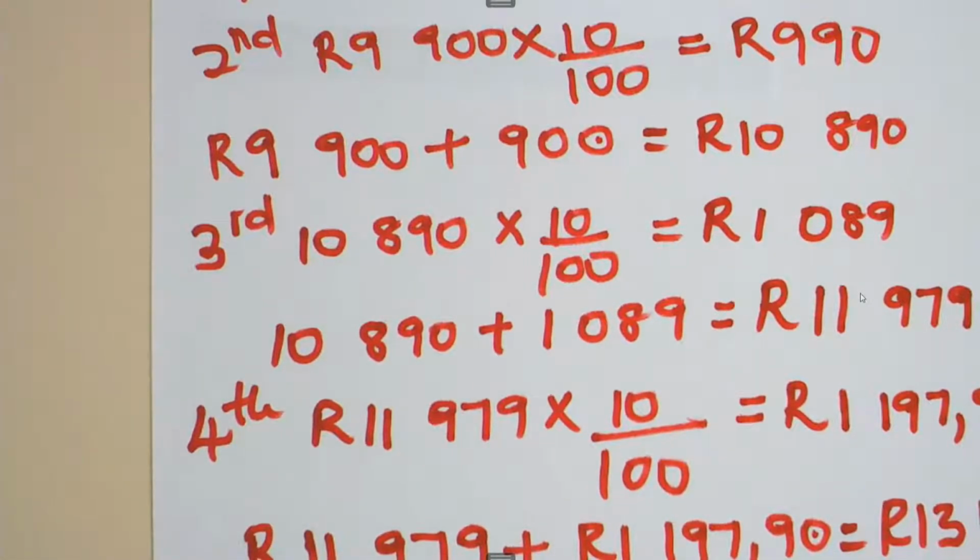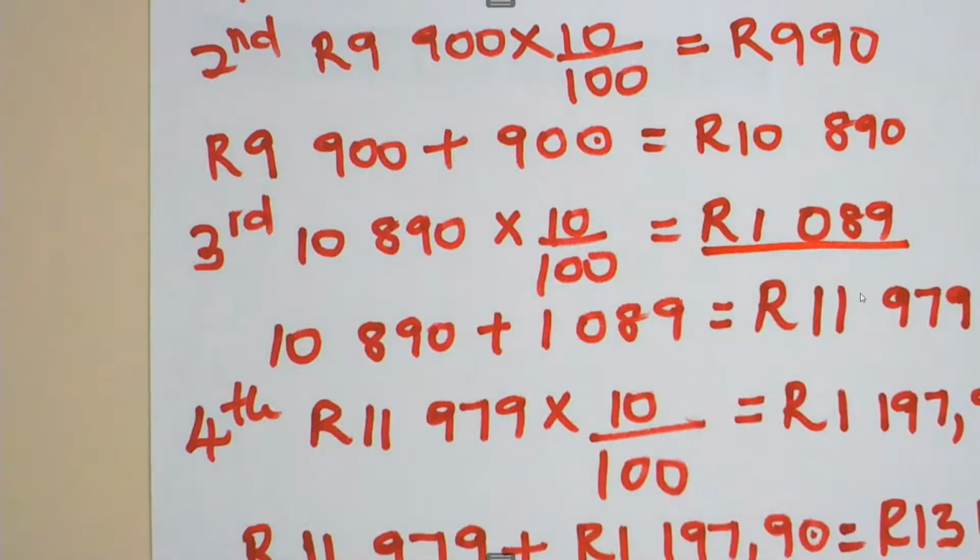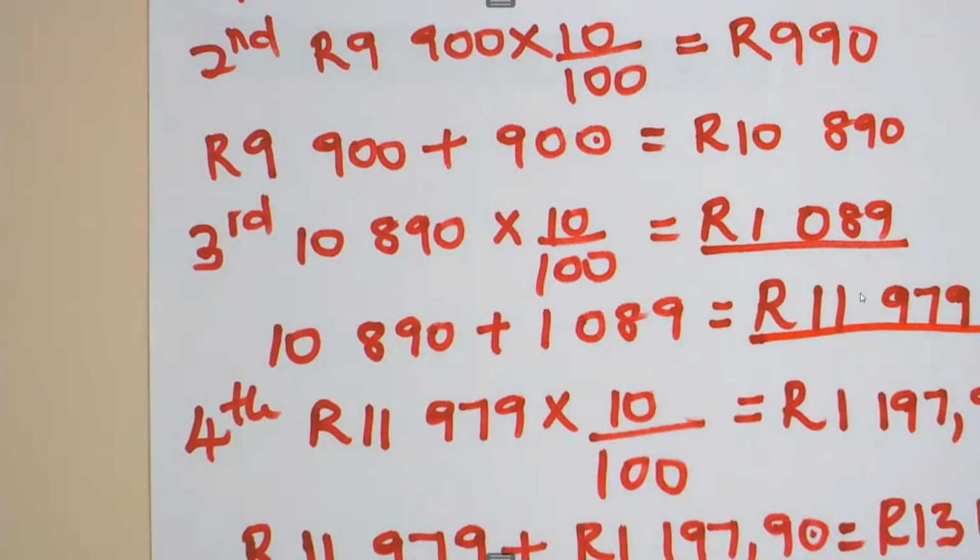So when we look at our table, in our table we have to complete year number 3, year number 4, and year number 5. According to our calculations, the interest accumulated in year number 3 is 1,089. And then during year number 3, we have 10,890. We add it with the interest accumulated, which is 1,089 rand, and we accumulate 11,979. And now we go to the 4th year.